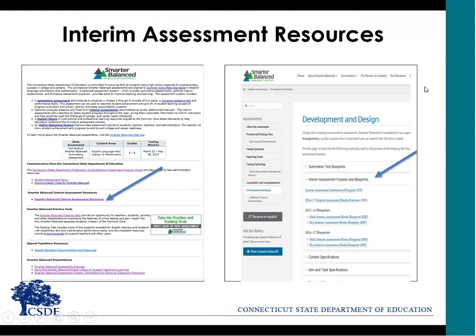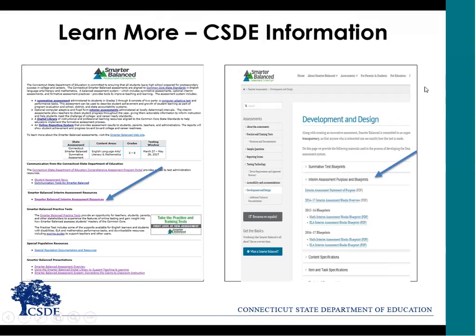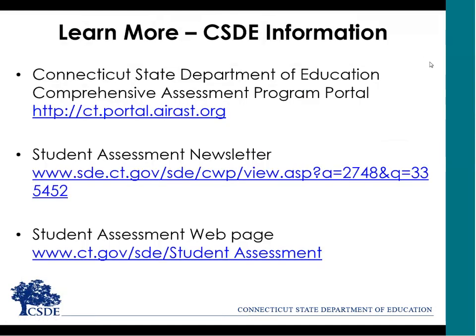There are a variety of resources on our Connecticut State Department of Ed webpage and the Smarter Balanced webpage. You can also learn more by going to the Comprehensive Assessment portal that we showed you. There's a section for manuals and resources. On our student assessment page, you can find the student assessment newsletter. You can sign up to have that sent to you on a regular basis, and you'll receive all of our updates. And that is the link to the student assessment webpage.